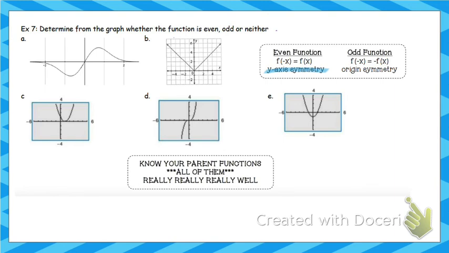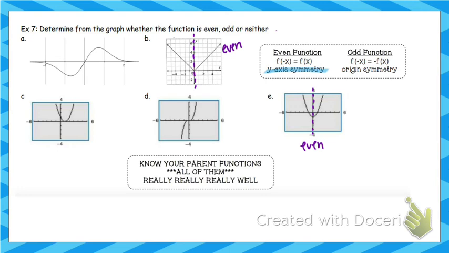So B has y-axis symmetry. If you were to draw a dotted line there, it's the same graph. That means that function is even. The other function here that's even would be E, because if you drew that dotted line, it has y-axis symmetry.